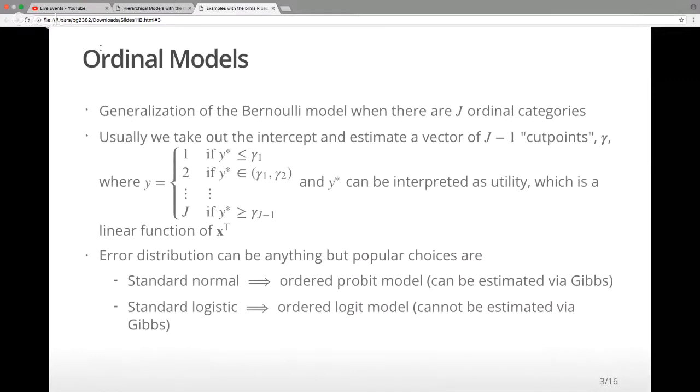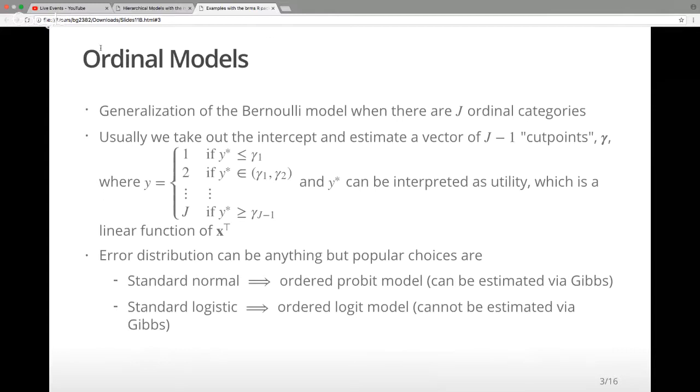So to start off today, I want to talk about a type of model that is extraordinarily prevalent in the social sciences, that being ordinal models. And this is a generalization of Bernoulli models that we have talked about before, when instead of there being only two categories, now there are J categories. J is at least two. Ordinarily, if you're going to use one of these models, it would be three or more, although R lets you do it with two.